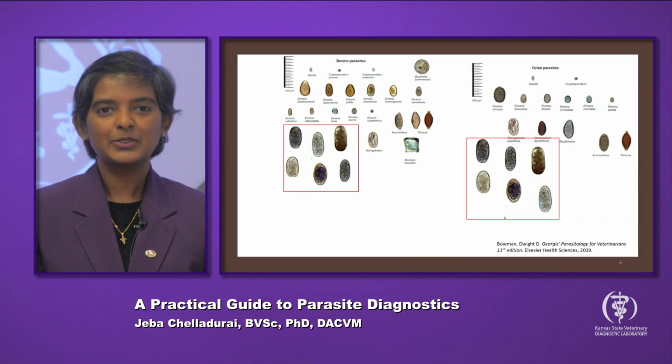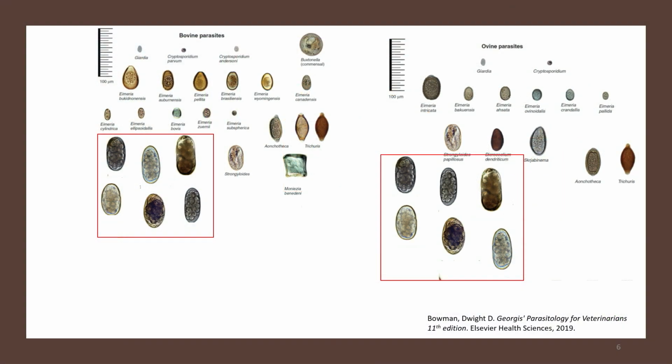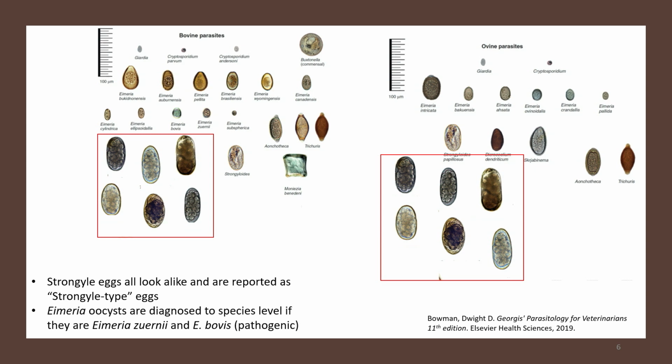So some of the parasites that we do see in these tests are the strongyle types, which are in a box here. So there is no differentiation between the various types of strongyles that we may see. So Haemonchus eggs would look very much similar to Ostertagia eggs or Cooperia eggs. So we group those together as strongyle type eggs. We also will tell you if we saw Eimeria, and other than Eimeria bovis and Eimeria zuernii, which are the most pathogenic coccidia of bovines, the rest of the Eimeria are reported out as Eimeria oocysts. But again, in the result, we'll see 1+, 2+, 3+, or 4+, depending on what we see on the slide.